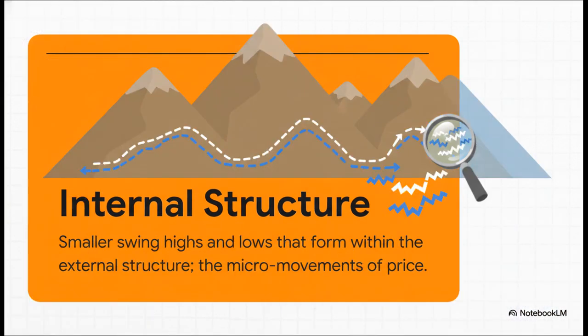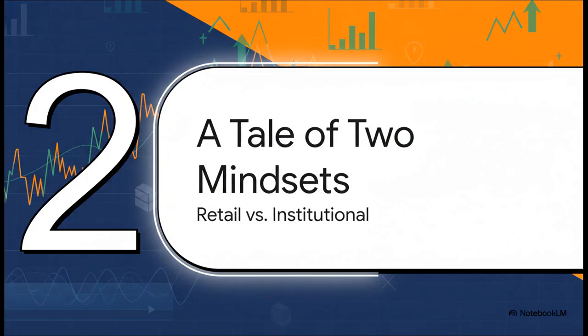But the real story, the one that actually matters, is told by the internal structure. This is the hiking path, the little twists and turns that price takes in between those big mountain peaks. While everyone else is just staring up at the summit, the smart money is down here looking at the footprints on the path. This is where you see what the market really intends to do. And look, the difference between seeing just one of these versus seeing both, well, that's the whole game. It's the difference between thinking like a retail trader and thinking like an institution. It's a tale of two completely different mindsets looking at the exact same chart.